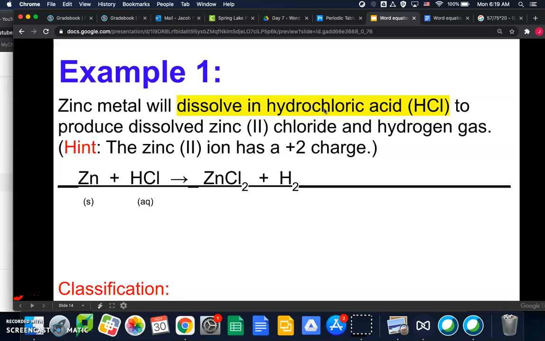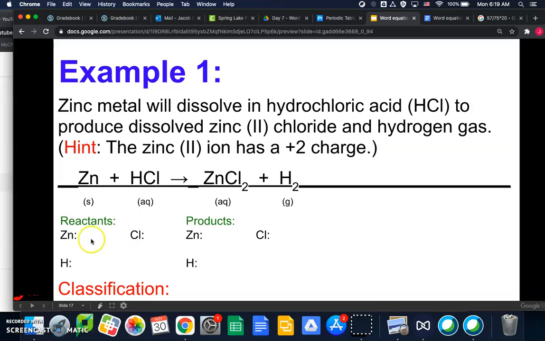Okay, so to produce dissolved zinc chloride, so again, this one is dissolved, so it's going to be aqueous, and hydrogen gas. And since it's a gas, we'll write that one as a gas. So solid, aqueous, and gaseous. Okay, and the only other state something would be in one of these types of equations would be liquid, and so then you'd write an L instead of a G or an S. Okay, next up, let's balance the equation. So we've got zinc, chlorine, and hydrogen on each side of the equation.